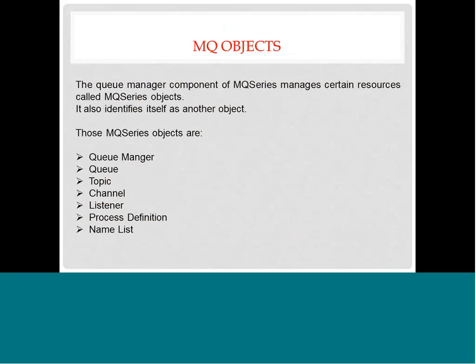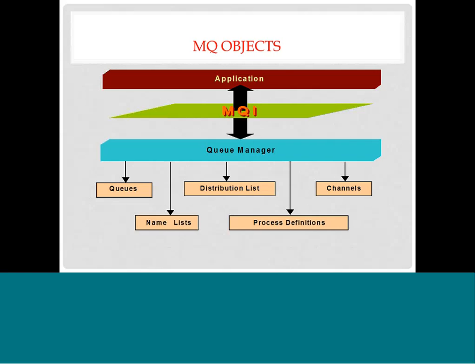When you install the MQ software, after installation we have to create the objects. Those objects are: queue manager, queue, topic, channel, listener, process definition, name list. Using these objects, you will communicate from one program to another program, or one MQ to another MQ. So these are the MQ objects. The application will talk to the MQI, and the MQI will talk to the queue manager. Under the queue manager, you are able to see these MQ objects.